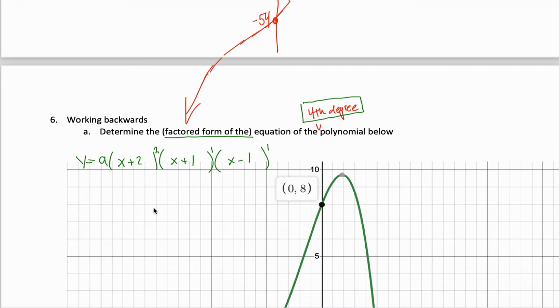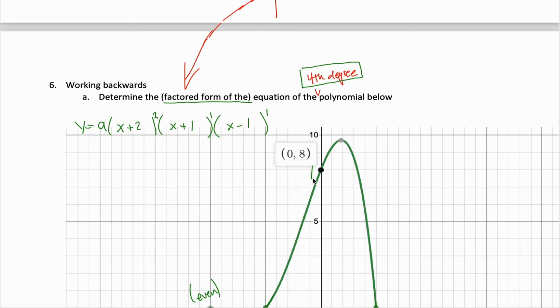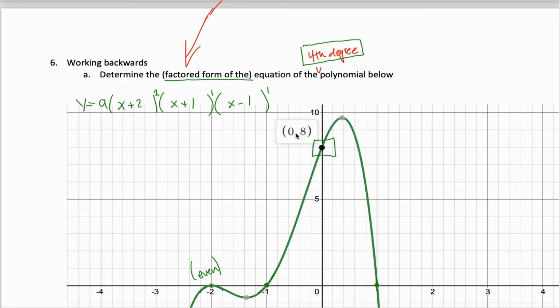And you're like, how are we going to solve for a? Well, one point will always be specified on these graphs. Often it's the y-intercept, but it doesn't have to be the y-intercept. You just look at your graph and find one point that the graph clearly passes through. In this case, it clearly passes through (0, 8). What that means is that when x is equal to 0, y must be equal to 8. So I can come back up here and I can change all my x's into 0s and all my y's into 8, and that'll give me this equation.